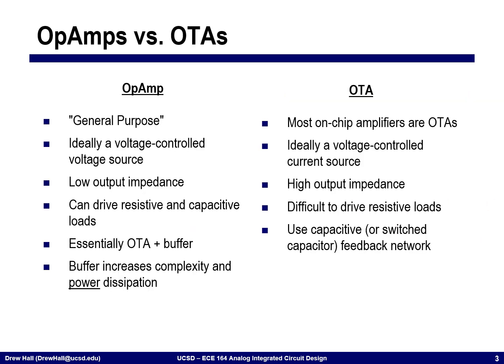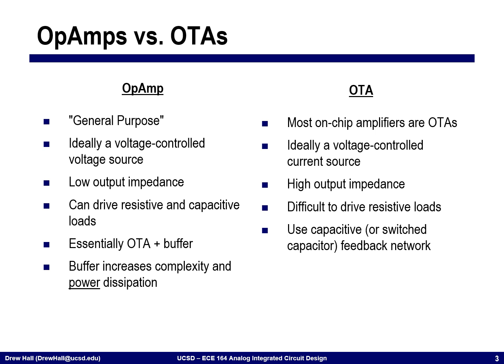There are a few other differences that I can quickly iterate on in terms of op-amps and OTAs. Op-amps are meant to be more general purpose. That is, we're going to design one op-amp and we will use it for various different applications, maybe with different feedback networks around it. It really is designed in the sense that it doesn't know what it's going to drive, and so it assumes kind of worst case scenario.